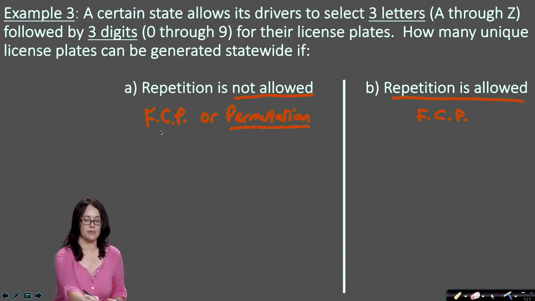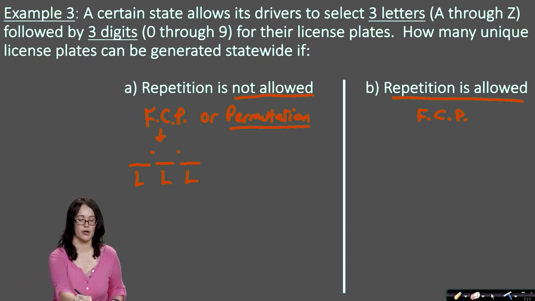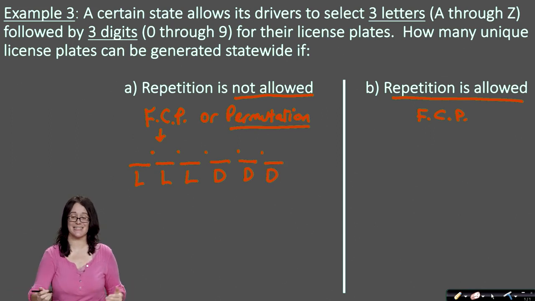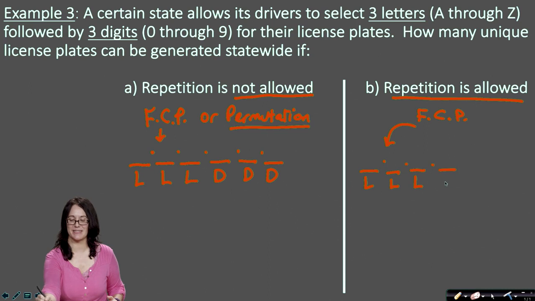So if we did the FCP approach first, what I would recommend, again, is a little slot for each selection. So I'm first choosing, it looks like a letter. I'll use L for letter, if that's okay. Then I'm choosing another letter, followed by another letter. It said choose 3 letters, followed by 3 digits. I'll use D for digit. So D, D, and D. Now, technically, it's the exact same setup for the FCP in part B, so I'll just go ahead and do that now. A letter, followed by a letter, followed by another letter, followed by 3 digits, D, D, D.